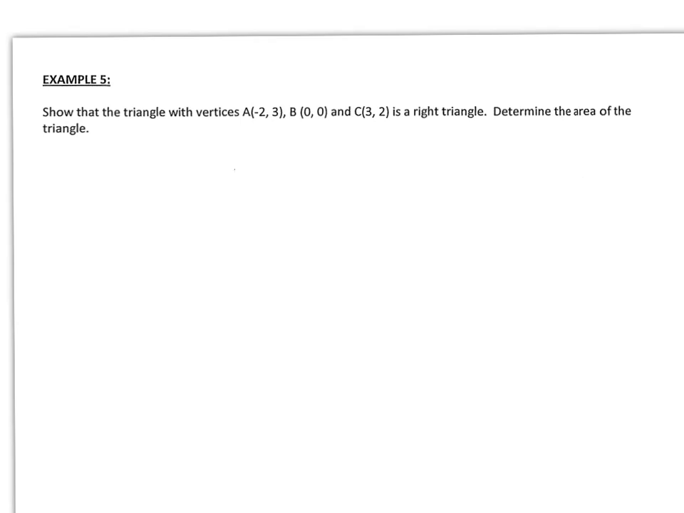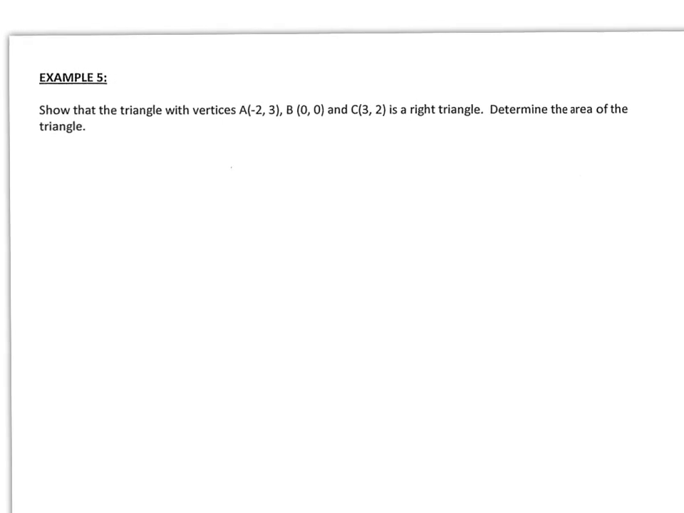Okay, so here's the last example for this section. We're going to start with three vertices, so these are just points. These are not vectors, but we want to show that the triangle with those vertices is a right triangle, and then determine the area of the triangle.